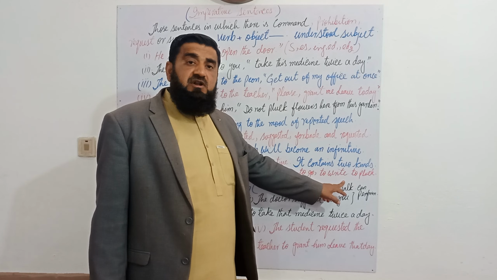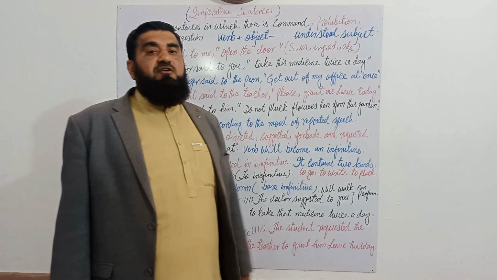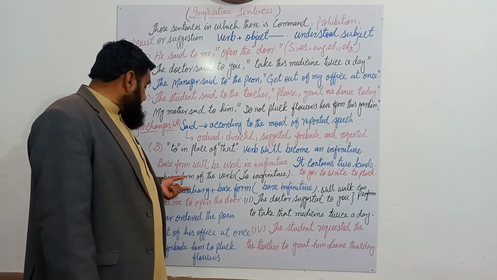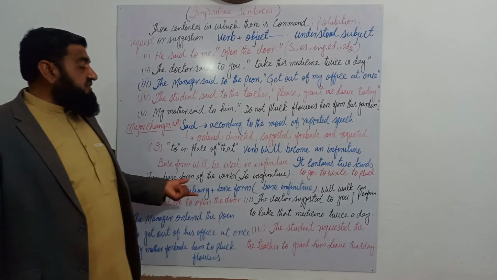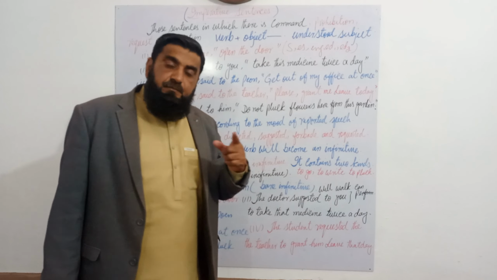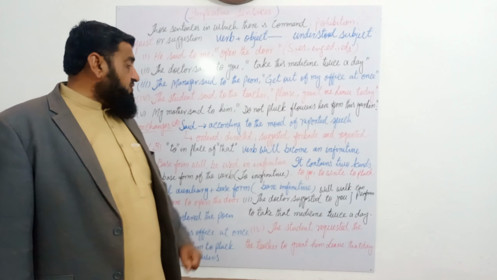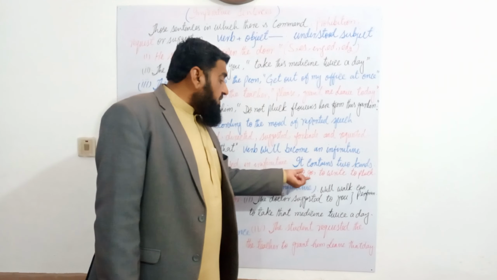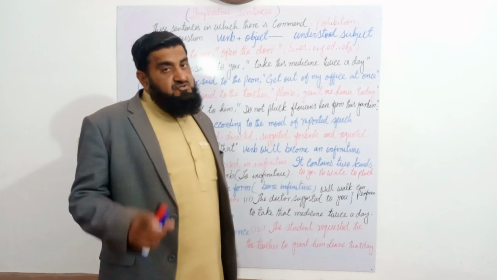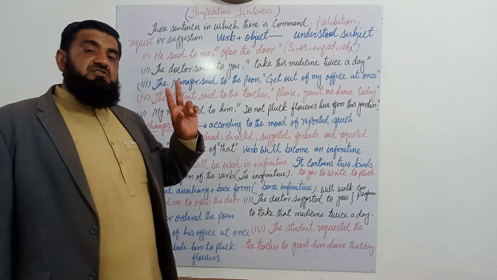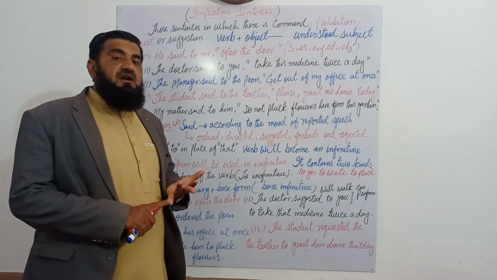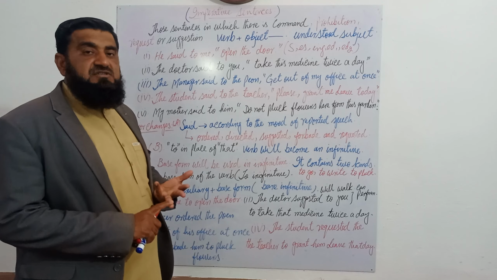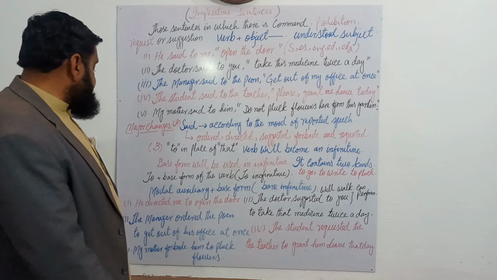So when there is modal auxiliary, bare infinitive will be used. Bare infinitive is base form with modal auxiliary. When there is to, base form will be used. So keep in mind, these are two basic kinds of infinitive. One is called to infinitive, another is called bare infinitive.